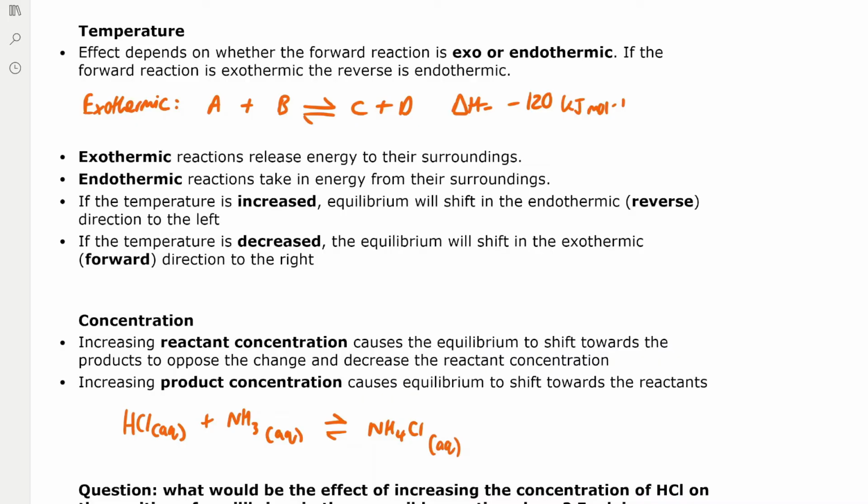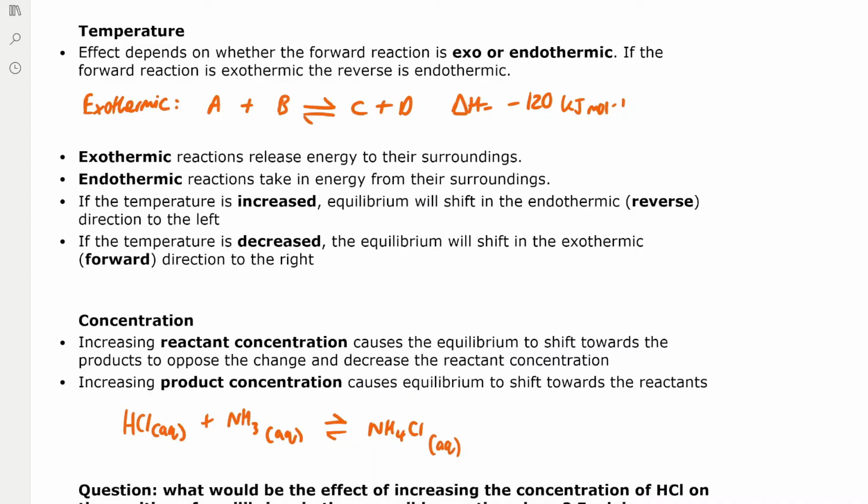For example, in this exothermic reaction, A plus B goes to C plus D, and the enthalpy change is minus 120 kilojoules per mole. That means that the reverse reaction is endothermic, so the enthalpy change of the reverse reaction is positive 120 kilojoules per mole. So if the temperature of this exothermic reaction is increased, the equilibrium will shift in the endothermic direction, so the reverse direction, which is to the left, towards A and B. And oppositely, if the temperature is decreased, the equilibrium will shift in the exothermic, the forward direction, which is to the right, towards C and D.